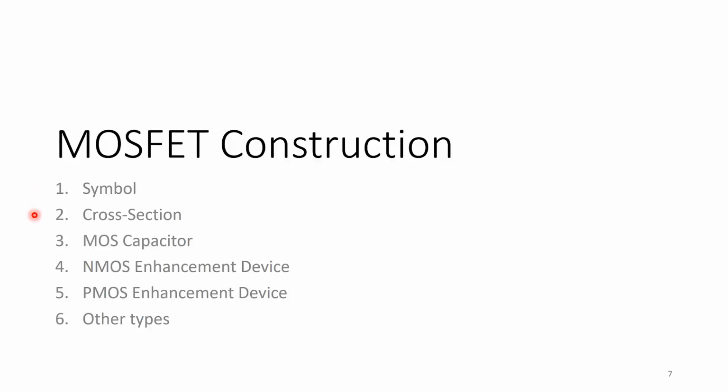And then we'll focus on the heart of the MOSFET, where the main action takes place, which is the MOS capacitor. And then we'll have a look at what an NMOS enhancement device looks like and how it operates, and then the PMOS enhancement device, and just a very quick look at other types of MOSFET types.